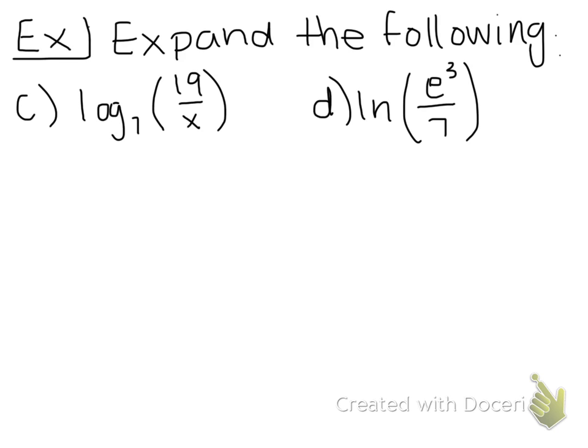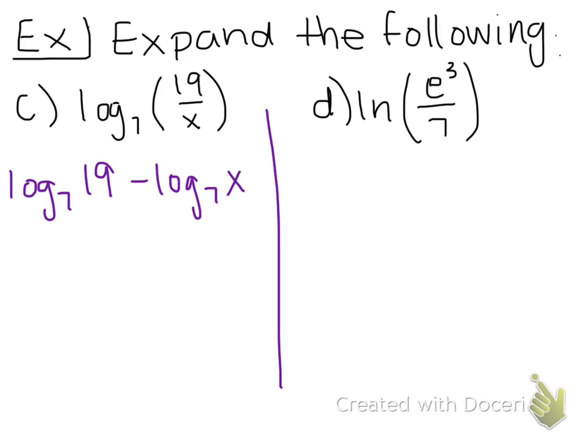Letter C. I have log base 7 of 19 over x, so now I'm switching to quotient, so I have log base 7 of 19 minus log base 7 of x. And again, neither of these can be simplified further, so that's done. Letter D, again, is quotient, so I have natural log of e to the third minus natural log of 7. And notice, it does matter which one goes first and which one goes second. The denominator is always your second one.